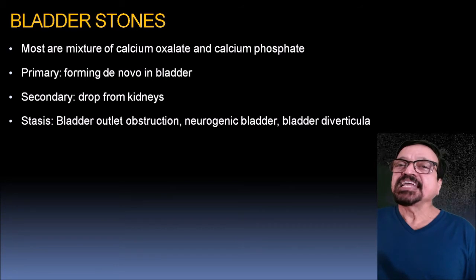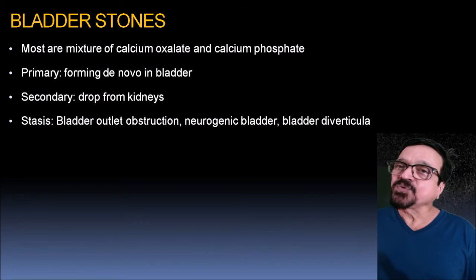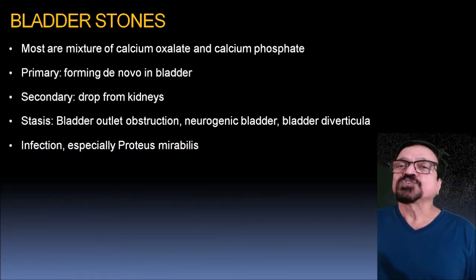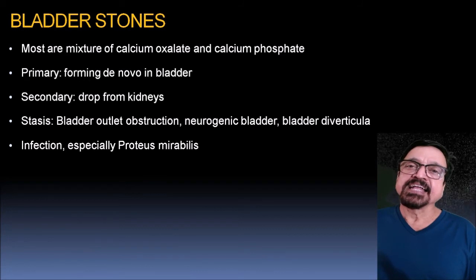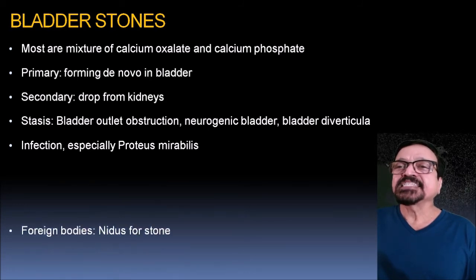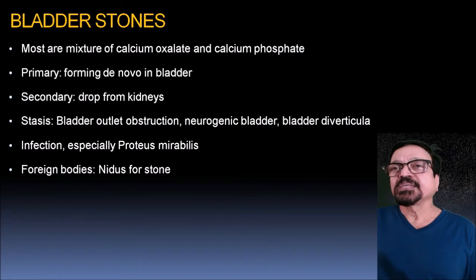So what we are seeing in first, second and third is that primarily the stones are formed in the bladder. If not, then the second route is that a stone is formed in the kidney and further drops into the bladder; that is called secondary. So primary are those formed in the bladder, secondary are those which come from the kidney and then drop into the bladder. Then infective, especially Proteus mirabilis. Then foreign bodies, nidus for the stone, so that is an important etiology.